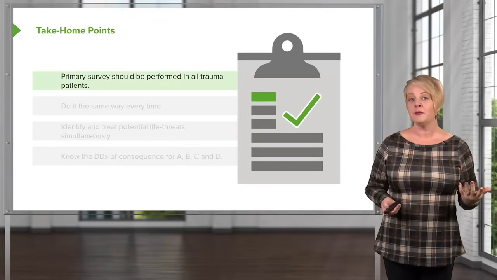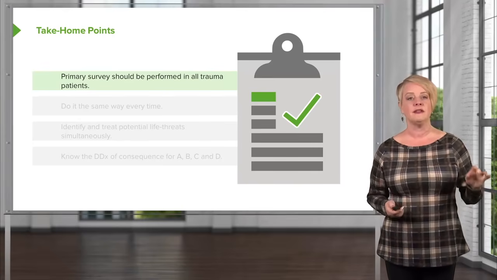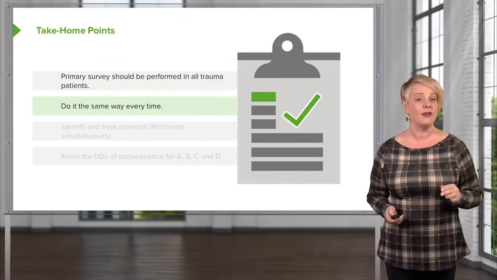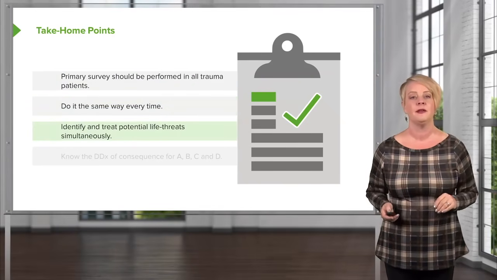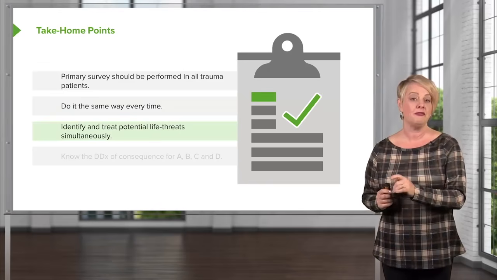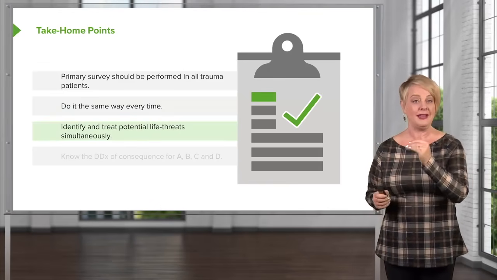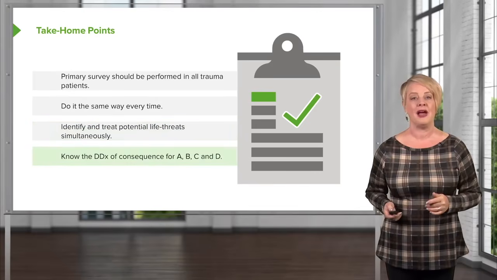So take-home points from this lecture: you've got to do a primary survey in all of your trauma patients. You've got to do it the same way every single time so that you don't miss things. You've got to be super systematic about this. You want to make sure that you look for specific life threats in the A, B, C, and D domains, and you want to treat those as you identify them.